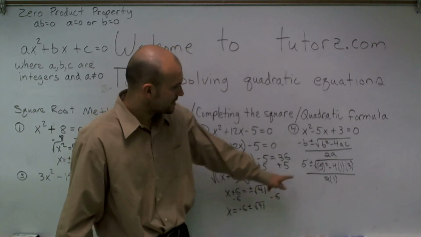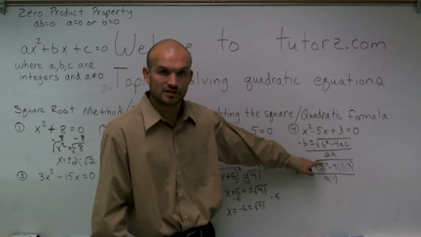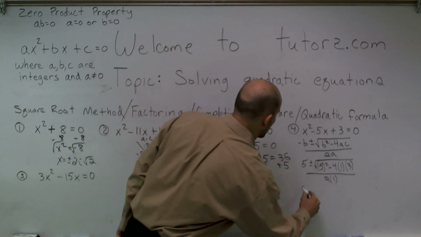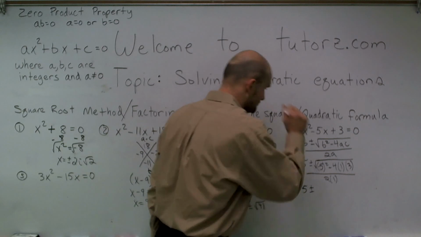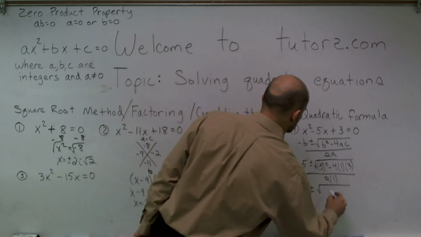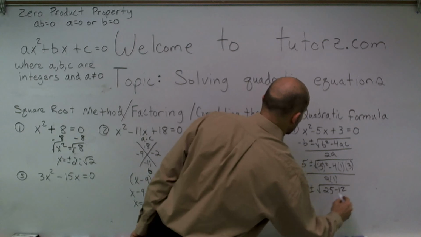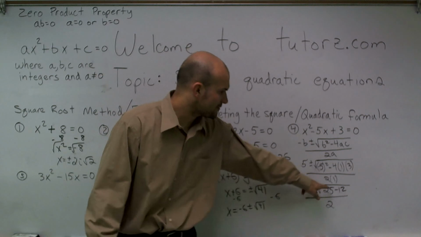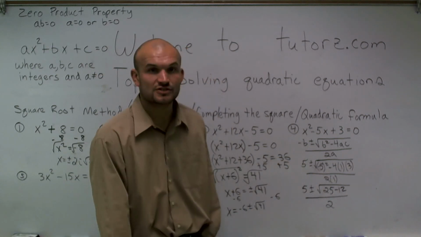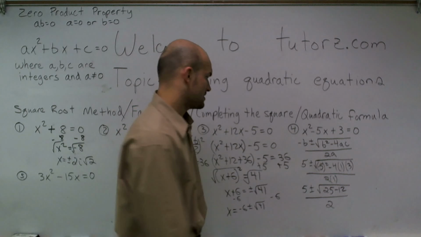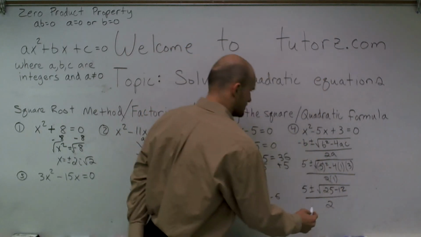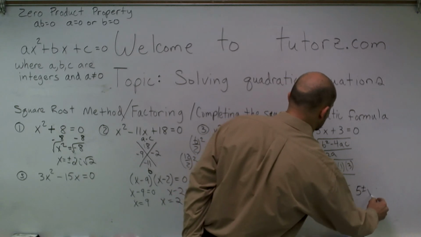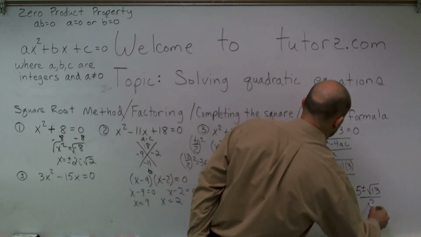Okay, so here what I notice is I have 5 squared, which is going to be 25, minus 4 times 3, which will be 12. So I'll have 5 plus or minus the square root of 25 minus 12, all over 2. And then I can reduce this down, since 25 minus 12 is 13. So I'll have 5 plus or minus the square root of 13 over 2.